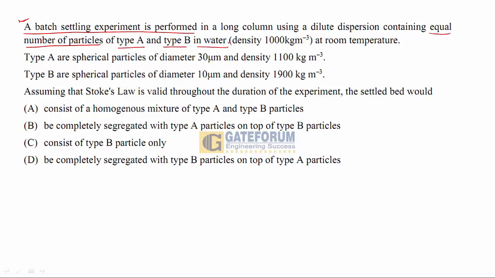So the medium for this experiment for both types of particles was water, whose density is given to us, and the experiment was conducted at room temperature. Some information about the type A particles is given to us: that they were spherical, and the diameter and density of that particle are given. Similar information is given for type B particles.